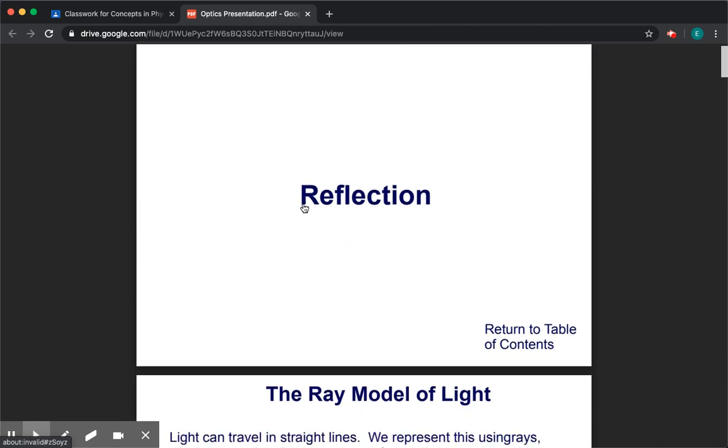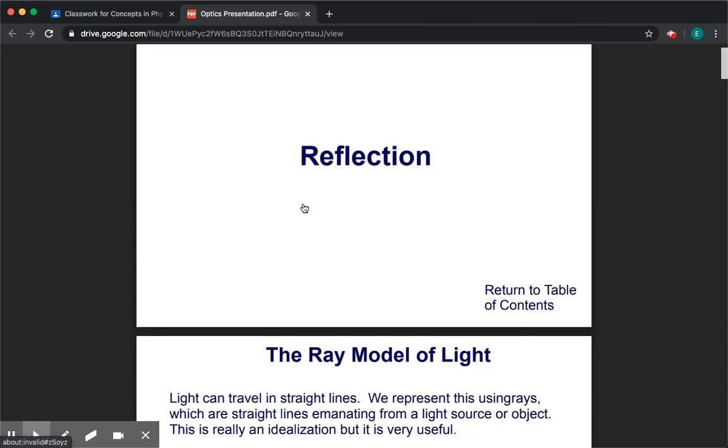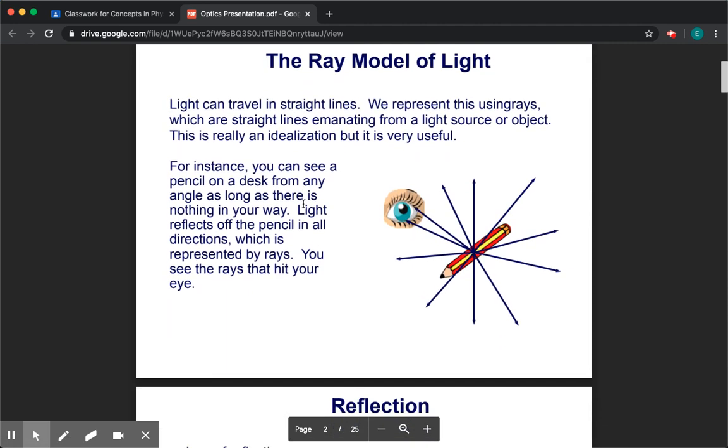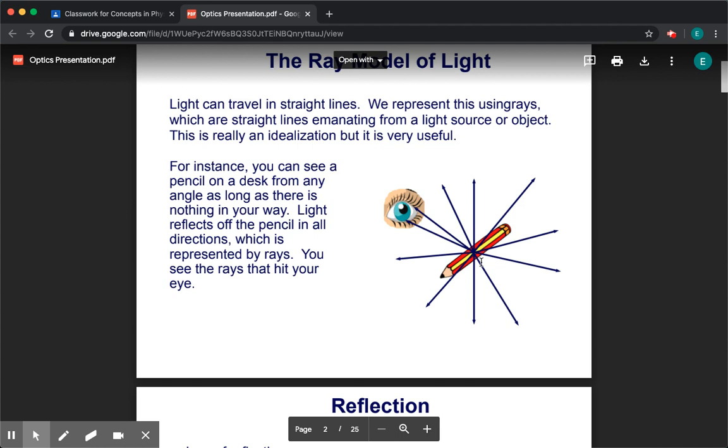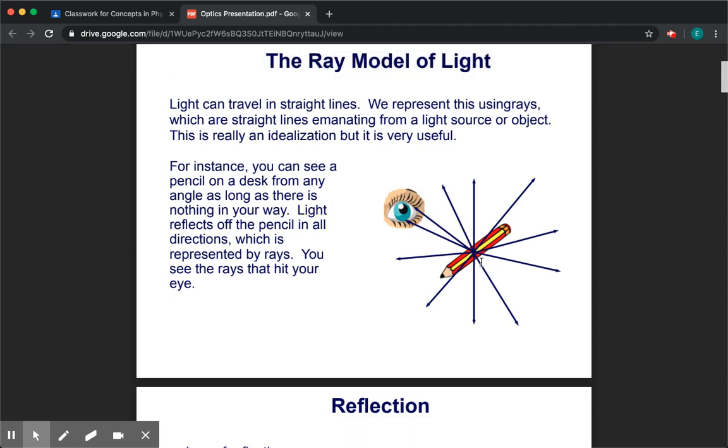We start off quickly with a discussion on reflection, just as a reminder. So reflection, as we're aware, is when light hits an object and bounces off of it, and then it travels. That reflection is what allows us to see objects. In order for us to see something, light has to hit it and then bounce back and reach our eye. That's how we perceive it, and that's how we know something is there.